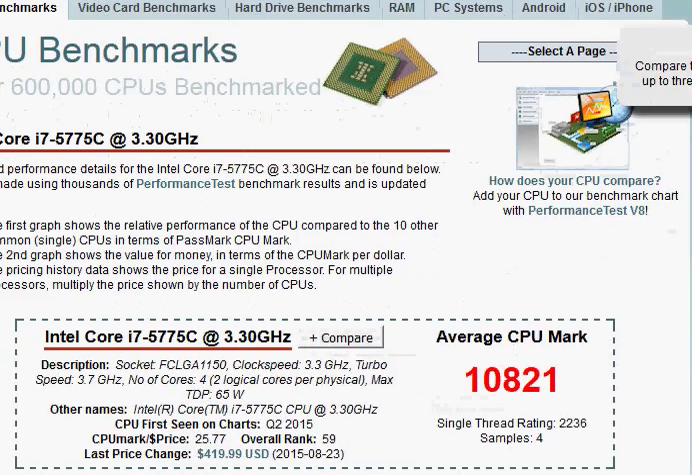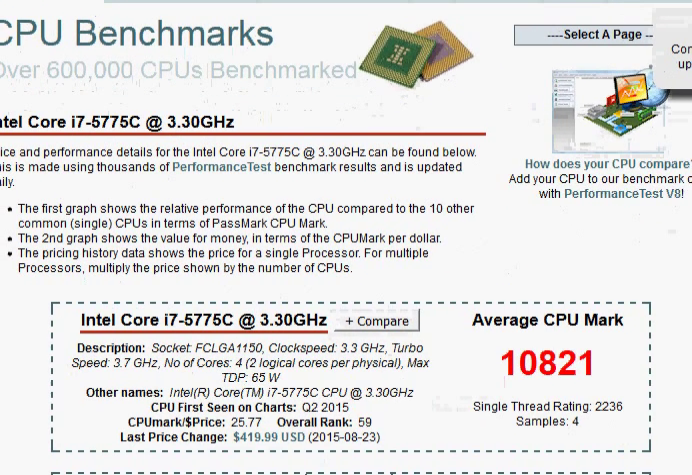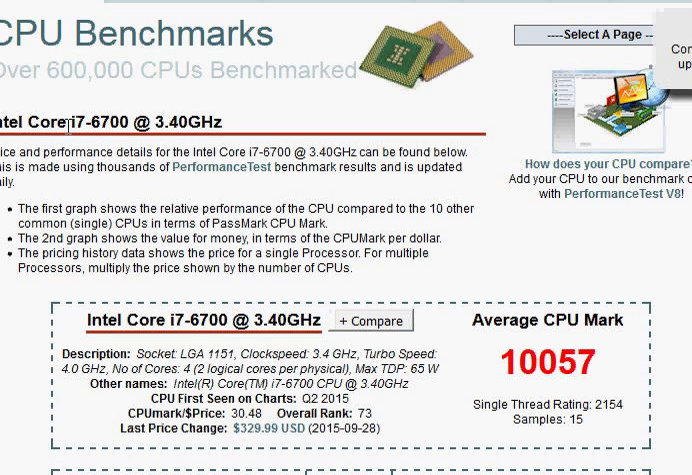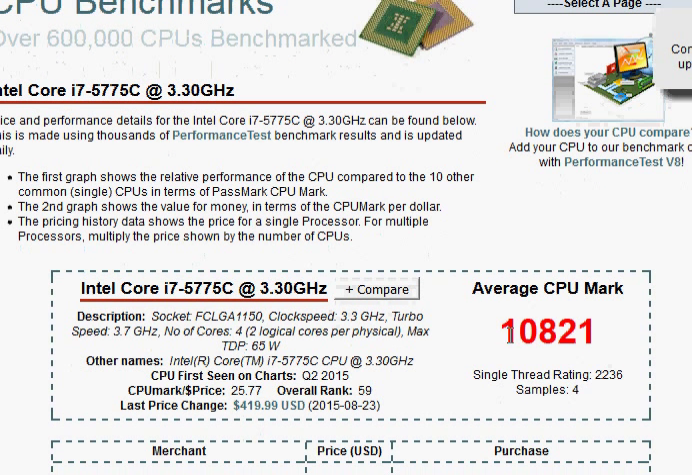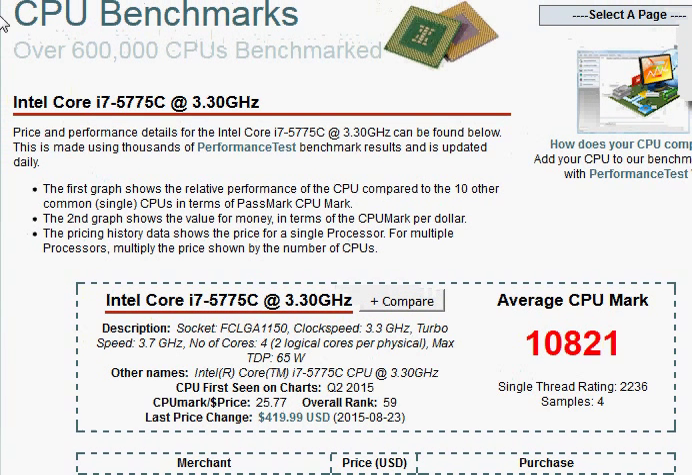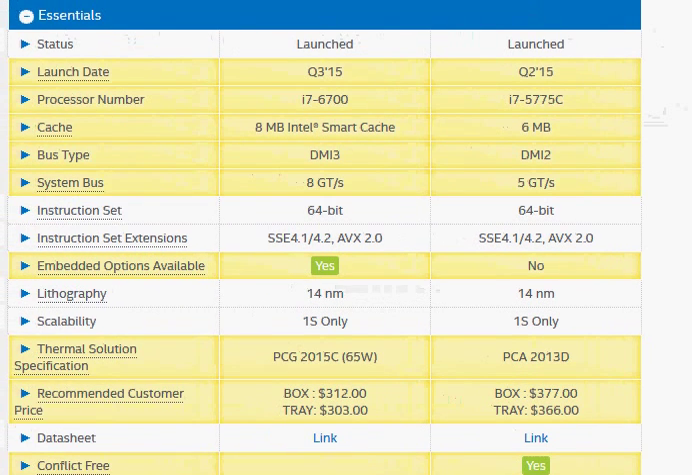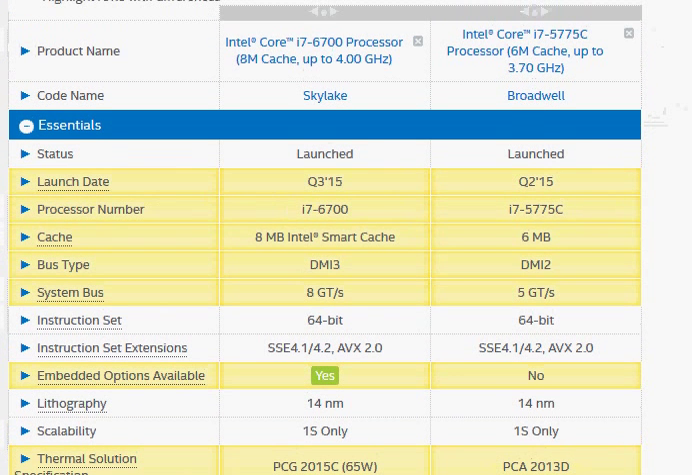Looking at the PassMark score, we have the i7-5775C at 10,821, and the PassMark score for the i7-6700 is 10,057, slightly different from what we were thinking, and one of the reasons could be that the i7-5775C has stronger integrated graphics, and this benchmark score takes into account the graphics performance as well to give you an overall number. But more or less, the bottom line is Skylake is slightly faster, even though the benchmark says otherwise.